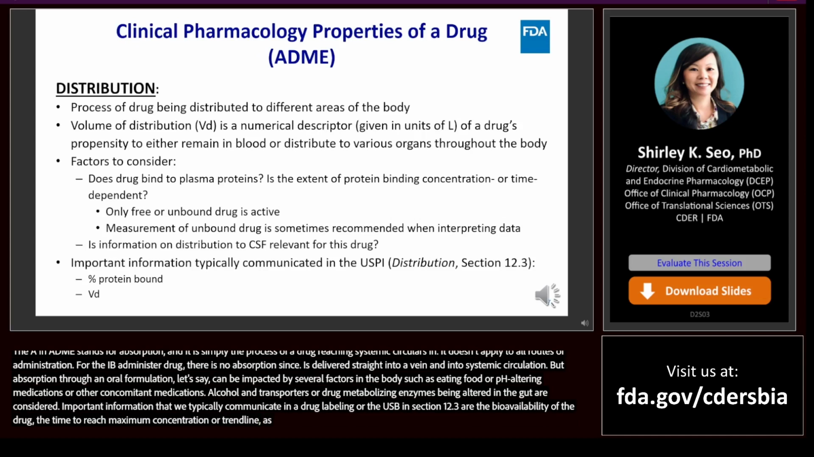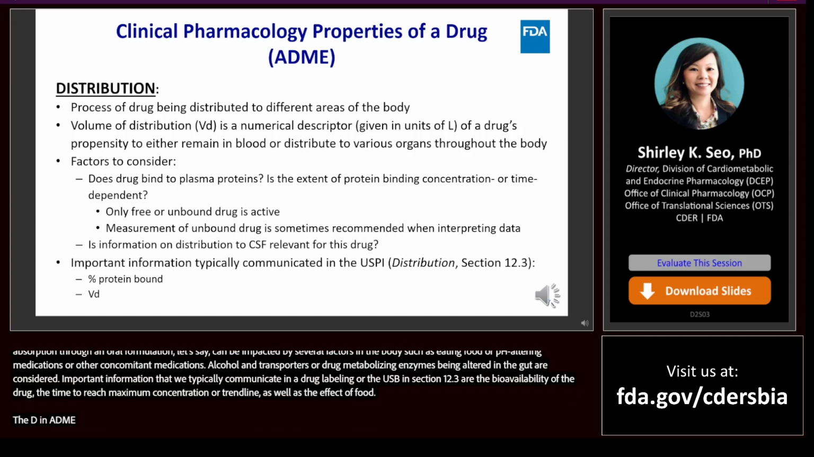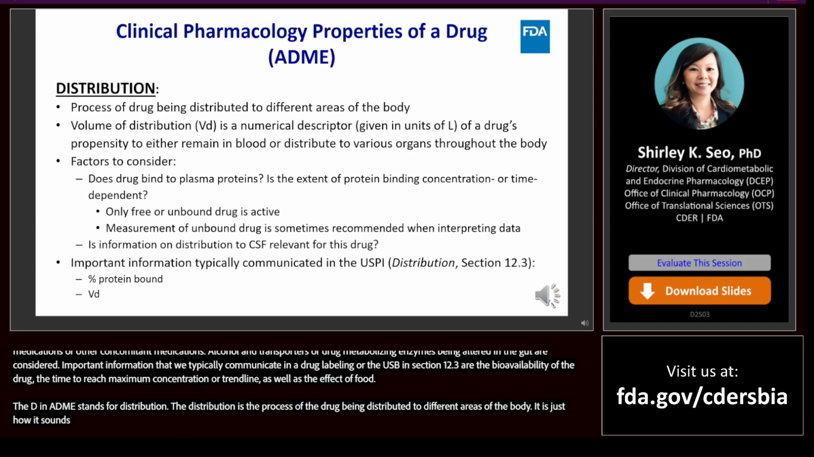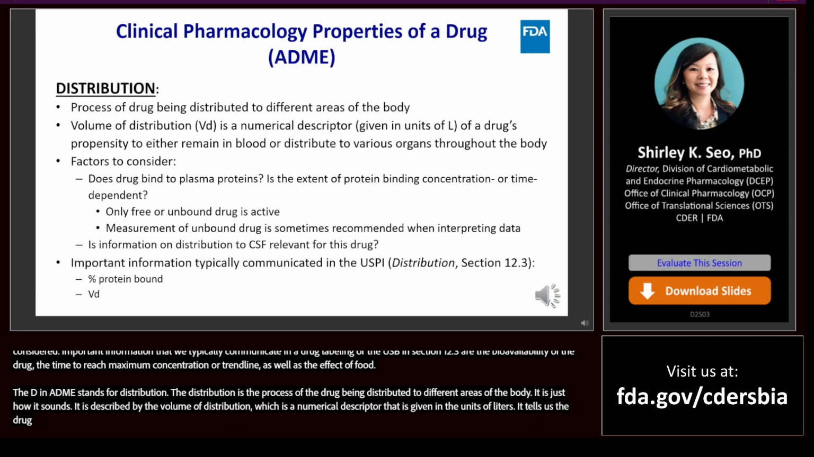The D in ADME stands for distribution. Distribution is the process of drug being distributed to different areas of the body, so it's just how it sounds. It is described by volume of distribution, which is a numerical descriptor that's given in the units of liters. It tells us the drug's propensity to either remain in blood or distribute to various organs throughout the body. So the higher the number, the more likely the drug is to distribute to various organs.